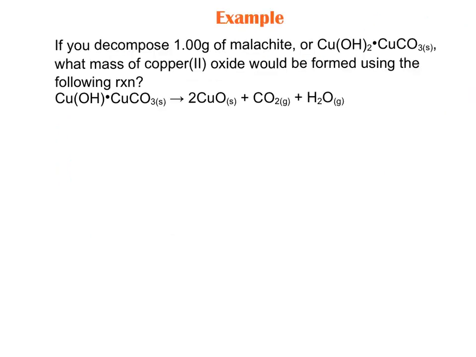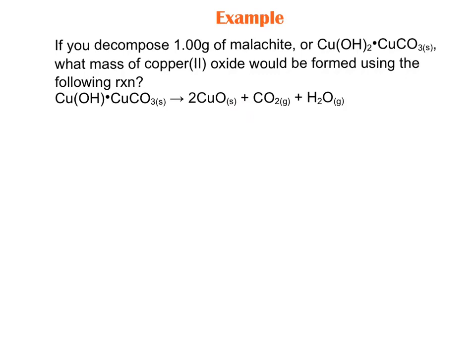Okay, so example 1. If you decompose 1 gram of malachite, or copper(II) hydroxide copper carbonate, it's all one compound, what mass of copper(II) oxide would be formed using the following reaction? So we know that we're using stoichiometry when we're given information about one compound and asked to solve for information about another compound in the reaction. So it looks like we already have our balanced chemical equation, so that's step 1.